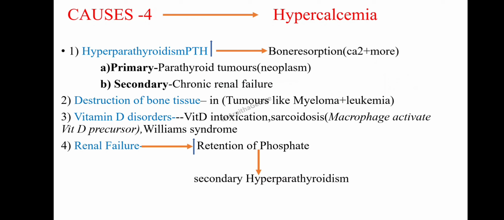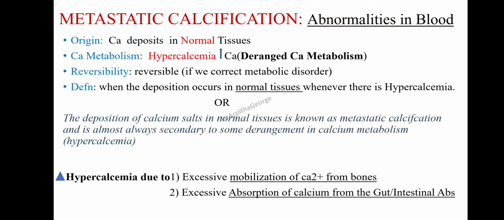Here you can see all the causes I have listed out. Mainly it is due to hyperparathyroidism. Hyperparathyroidism means more parathyroid hormone. I already told you parathyroid hormone controls the calcium level, so more calcium will come. Bone resorption will come. Bone resorption means what? I told you bone has a lot of calcium, so calcium will mobilize from the bone to the blood. Eventually the calcium level will be more. If the calcium level is more, hypercalcemia happens. Hypercalcemia means that calcium will go and deposit in the normal tissue. If it deposits in the normal tissue, it is a metastatic calcification.